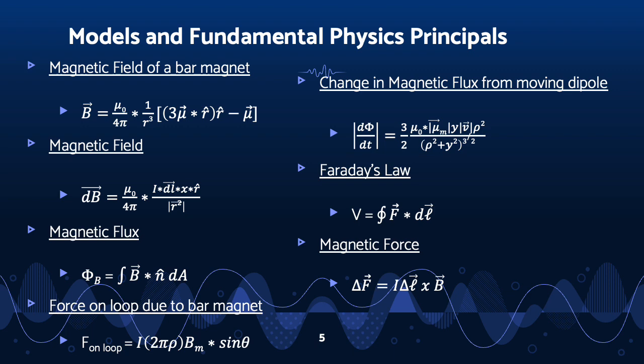Models and fundamental physics principles include the magnetic field of a bar magnet, the magnetic flux, force on a loop due to a bar magnet, change in magnetic flux from a moving dipole, Faraday's law, and the magnetic force. Newton's third law explains how the force on a loop from a bar magnet is equal and opposite to the force from the bar magnet on the loop. After Faraday's law, we have Lenz's law, which tells us that the magnetic field from an induced current will point in the opposite direction of the change in flux to restore the original conditions.